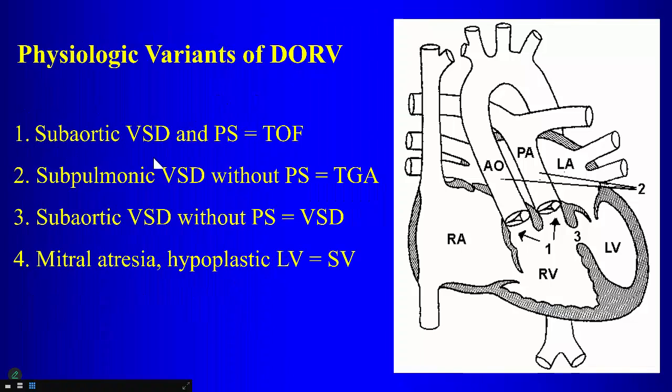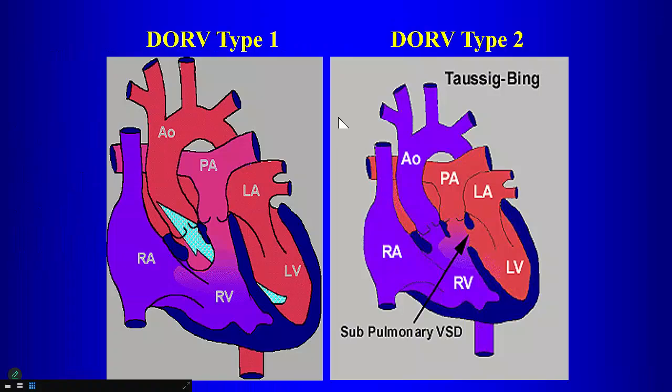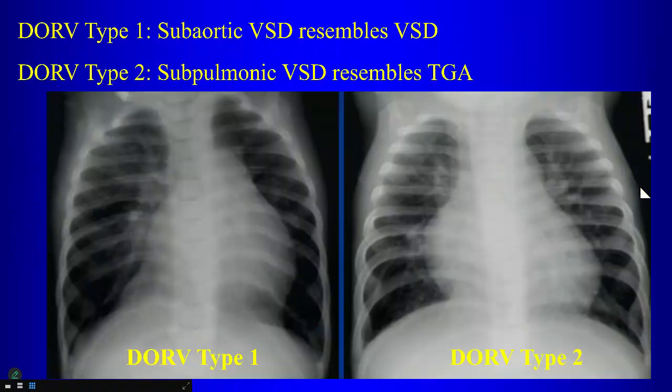So there are different physiologic variants. This all depends on whether there's pulmonic stenosis or not. The bottom line is if there's pulmonic stenosis, there will be decreased pulmonary blood flow, and then the physiology will resemble more tetralogy of Fallot in those cases, okay? But these are the two to know, type 1 and type 2. Subaortic VSD, type 1, that physiology is more like a VSD. Subpulmonic VSD, type 2, resembles more transposition, where cyanosis will tend to be worse in that condition. But both will give you increased pulmonary blood flow.